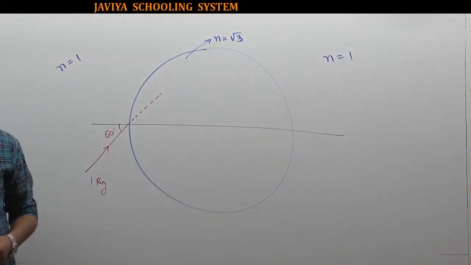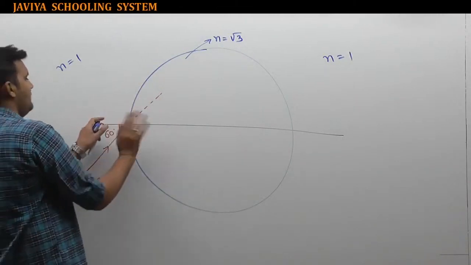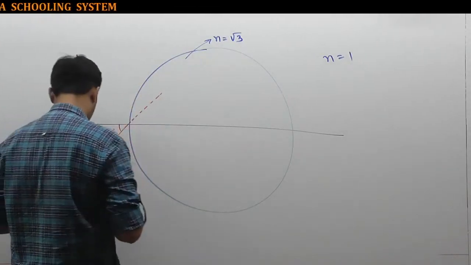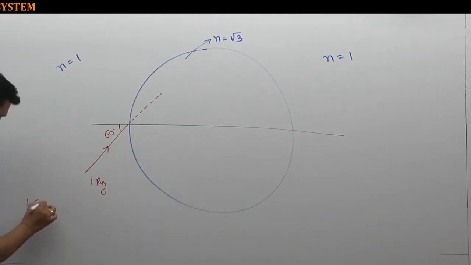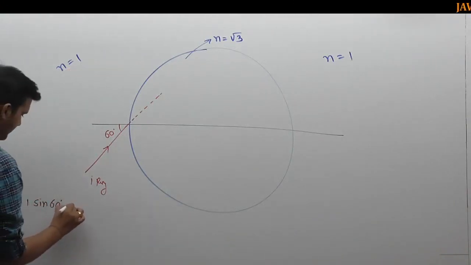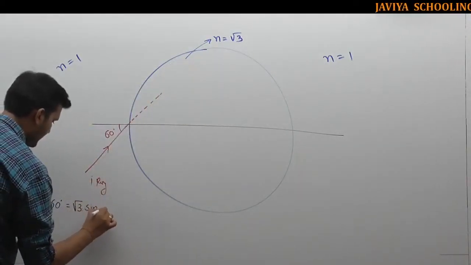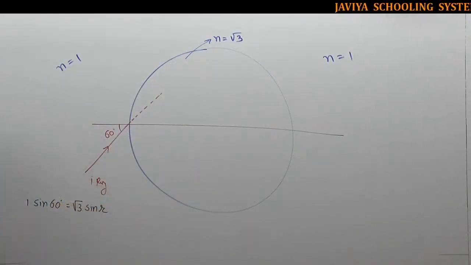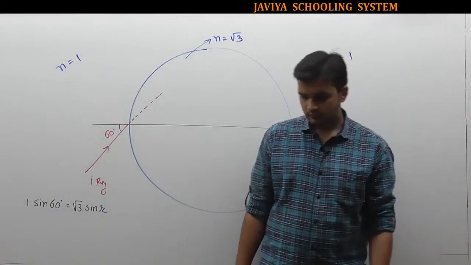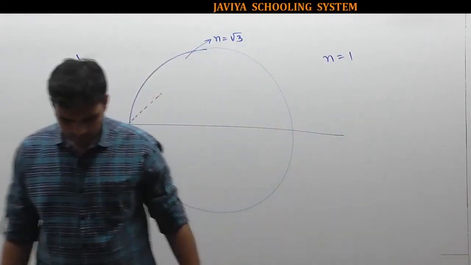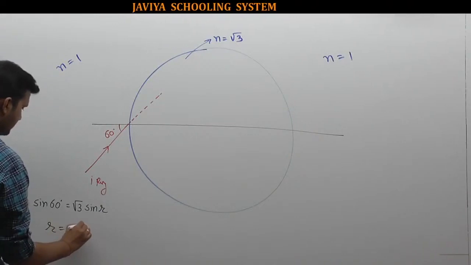Come on, friends. So first apply the formula for this part here. So what is n1? 1 into sine i is equals to n2, which is root 3, into sine r. So what is sine r, or what is the value of r? Tell me. What is sine 60? So you will tell me that r is 30 degree.